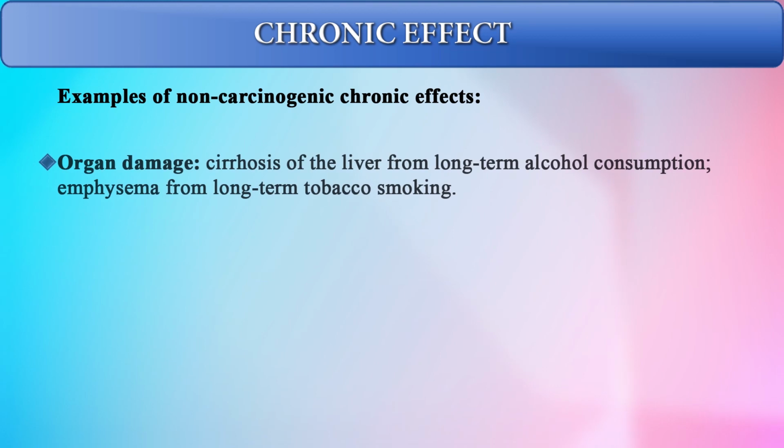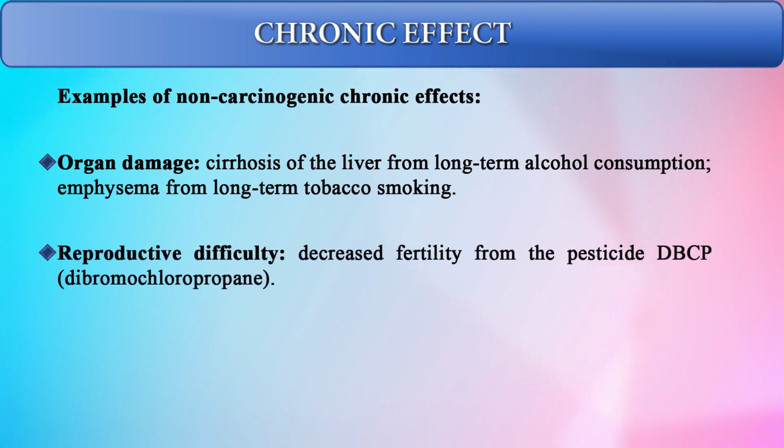Talking about organ damage, cirrhosis of the liver from long-term alcohol consumption, emphysema from long-term tobacco smoking leads to organ damage. Likewise, decreased fertility from a pesticide, for example DBCP, is reproductive difficulty.